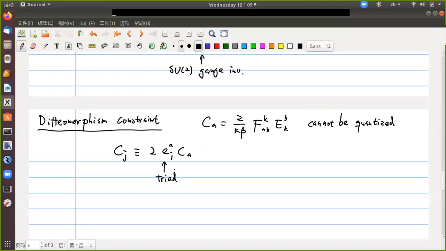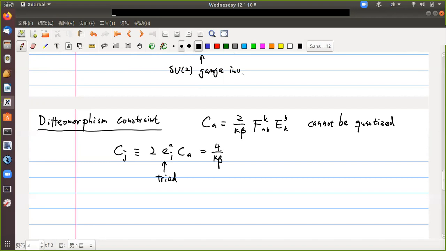Okay, and you see, this C^A is a constraint, and you multiply the C^A by a non-degenerate triad, yeah, it still preserves the constraint. So C_J is still a constraint. Constraint making a linear combination still gives you a constraint. So this C_J is completely equivalent to the diffeomorphism constraint, but this C_J is easier to quantize.